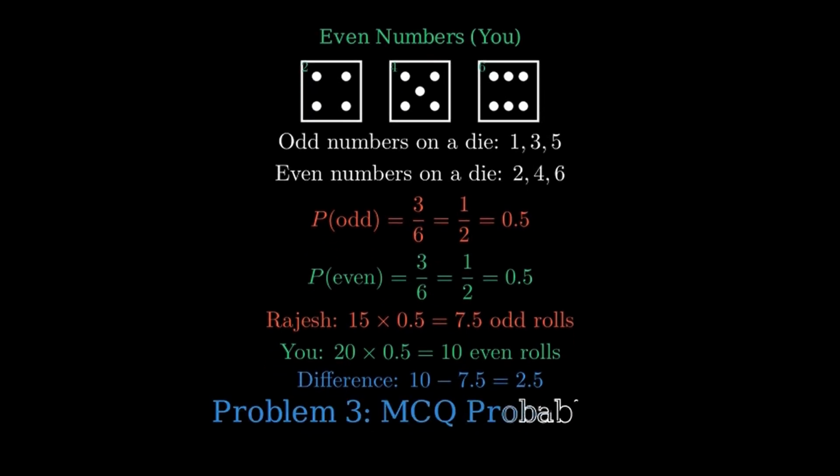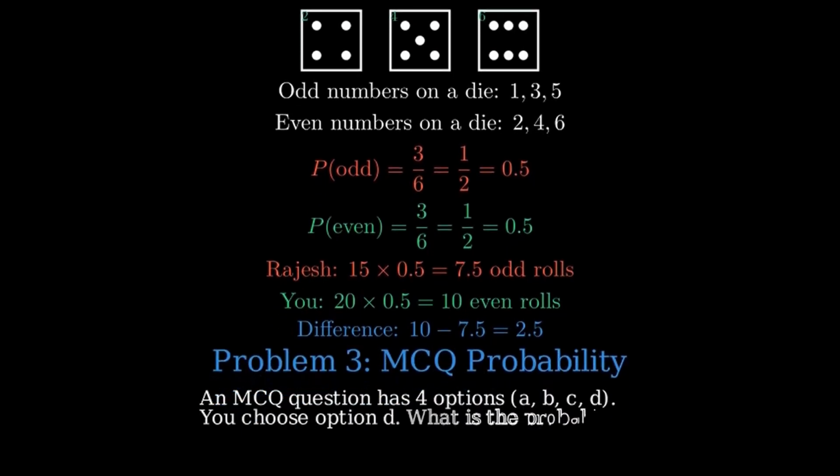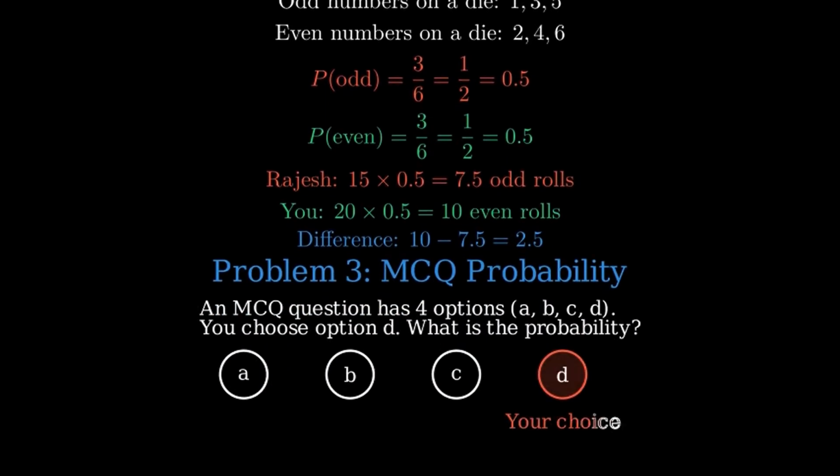Let's look at our third problem, which is about the probability of choosing an option in a multiple choice question. If a multiple choice question has 4 options, A, B, C, and D, and you choose option D, what is the probability that you've chosen the correct answer? This is a straightforward probability question.